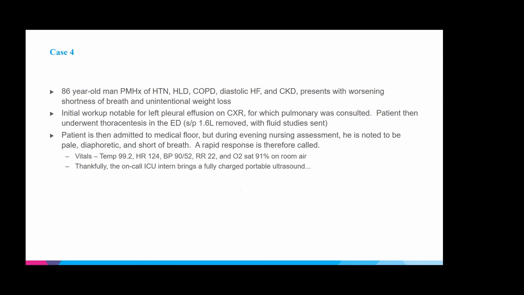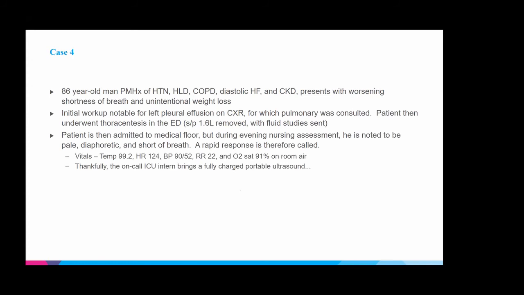All right, case 4. So we have an 86-year-old man, past medical history of hypertension, hyperlipidemia, COPD, diastolic heart failure, and CKD. So quite a typical elderly gentleman with a lot of medical issues. He came in with shortness of breath and unintentional weight loss. His workup in the ED was notable for left pleural effusion on chest X-ray.